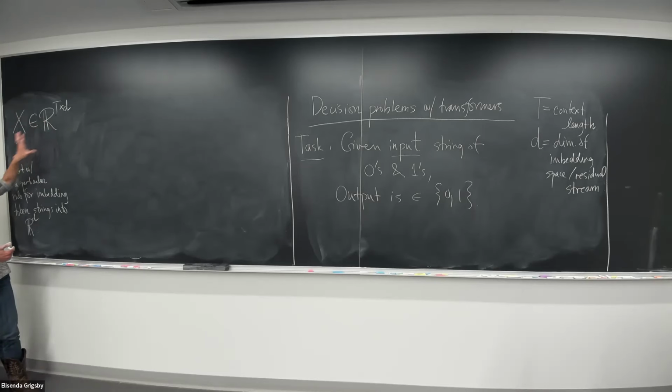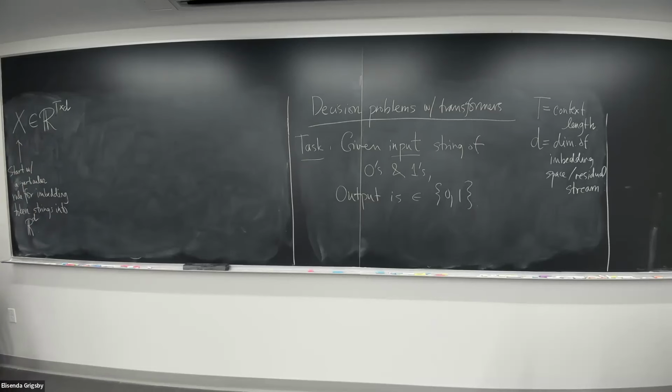So, the setup here is that they start with an actual embedding. They don't learn the embedding. And the way that they do the embedding so that it has some nice features is that they represent position and whether it's a zero or a one separately. And all of the vectors that they use to represent the position index and whether it's a zero or one are almost orthogonal to each other.